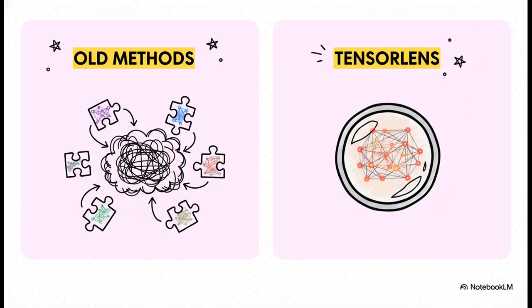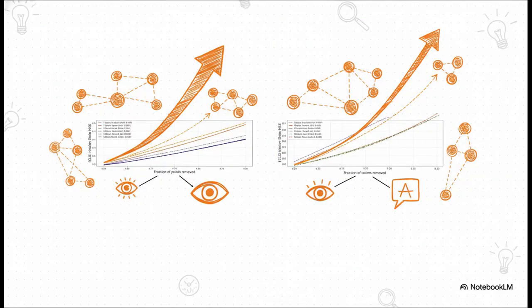So they set up a direct showdown. In one corner, you have the old methods, which basically just guess by averaging a bunch of attention maps together. And in the other corner, you've got TensorLens, using its complete, unified view to pinpoint the most critical inputs. And wow, the results really do speak for themselves. Just look at these graphs. That bright orange line that's consistently higher than all the others, that's TensorLens. It means that when you remove the inputs that TensorLens flags as important, the model's error rate just skyrockets, way faster than with any other method. It is, without a doubt, flat out better at finding the model's pressure points.